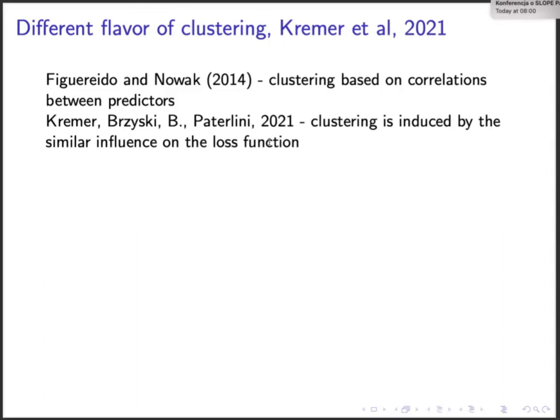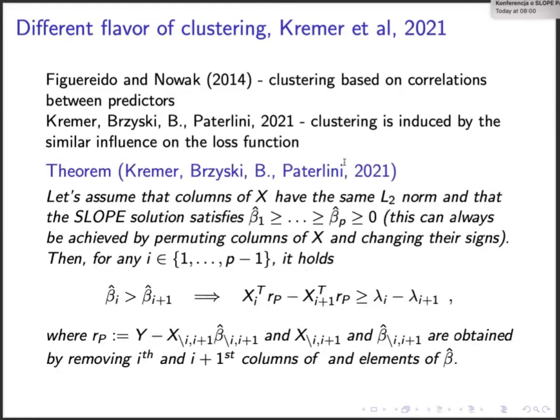What we know from the previous paper of Figueredo and Nowak, and from the papers on OSCAR, is that SLOPE and OSCAR cluster coefficients based on the correlations between them. Now, from the papers of Ulrike, Patrick, and our paper, we also say that there are situations when you can have orthogonal design and SLOPE will still cluster because the betas are similar to each other. What really drives the clustering is the influence of the x's on the loss function. Here's the theorem. I will not talk about it much.